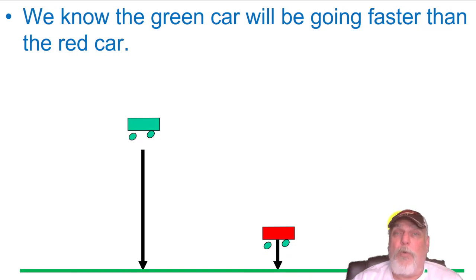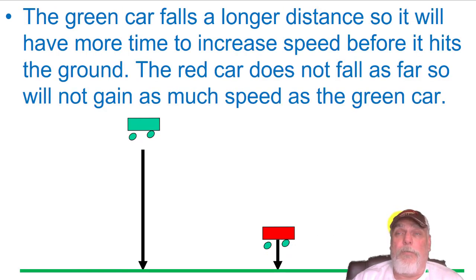Well, we should know that the green car should be going faster than the red car. That's because the green car falls a longer distance, so it will have more time to increase its speed before it hits the ground. The red car does not fall nearly as far as the green car, so it will not gain as much speed as the green car.